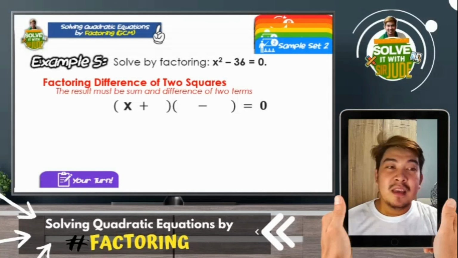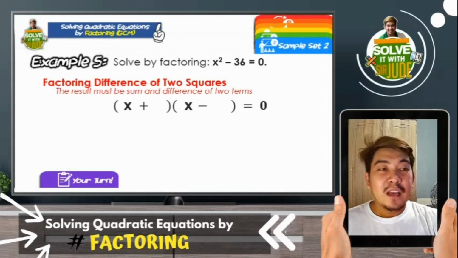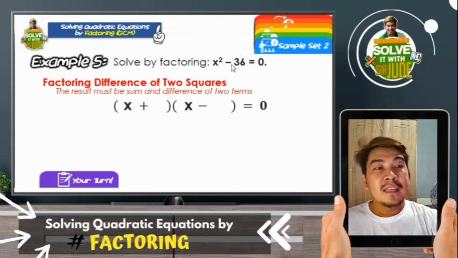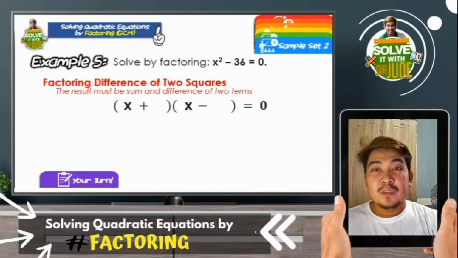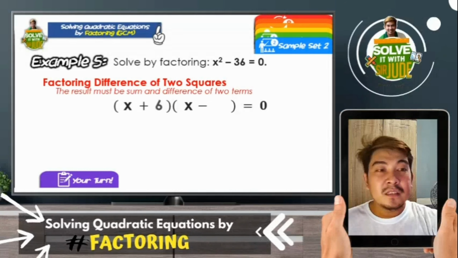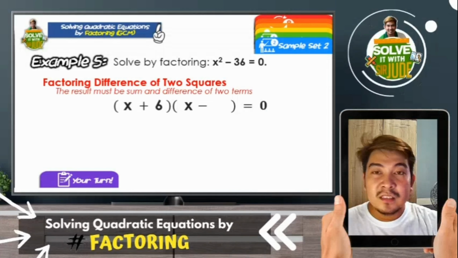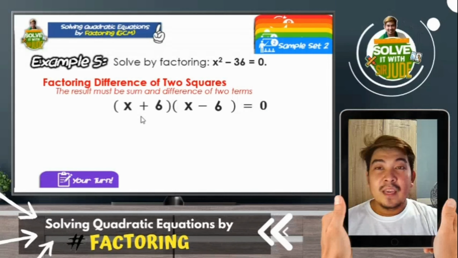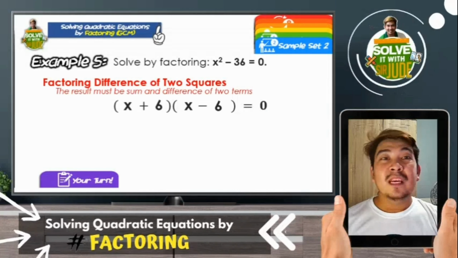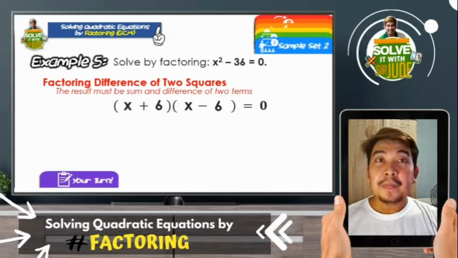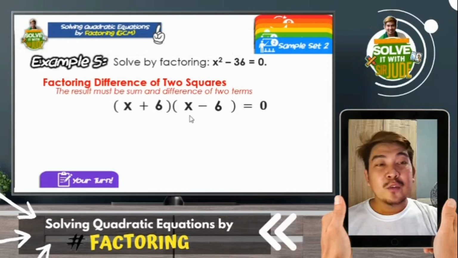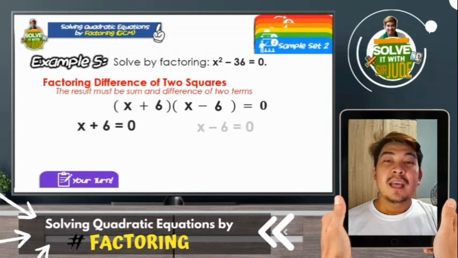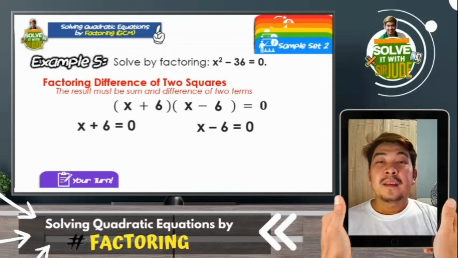And then, on the other side there is also x. And then, to get the other term here, we just need to extract the square root of 36, which is 6. So that will be 6 on the first binomial and then another 6 in the second binomial. So this will now be the factored form. Okay? Since it is now in factored form, we can use the zero product property. We will be equating both factors to 0. So that will be x plus 6 is equal to 0 and then x minus 6 is equal to 0.